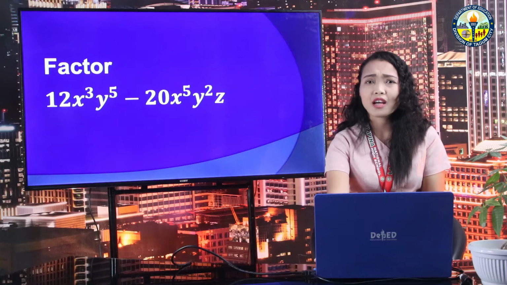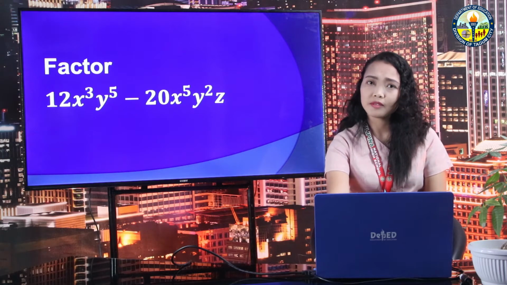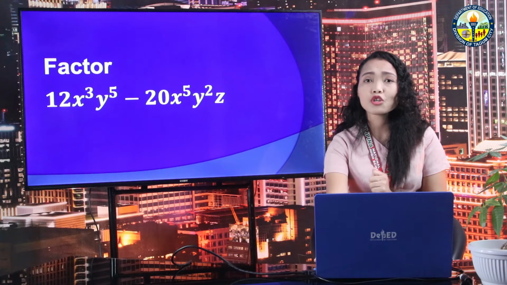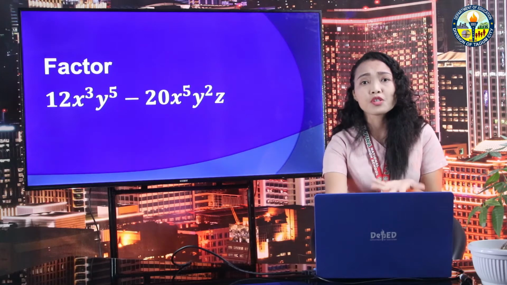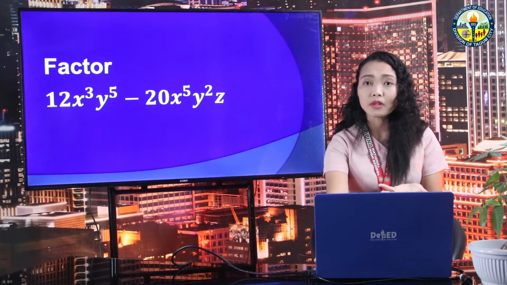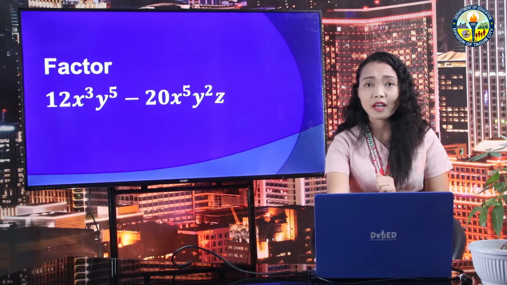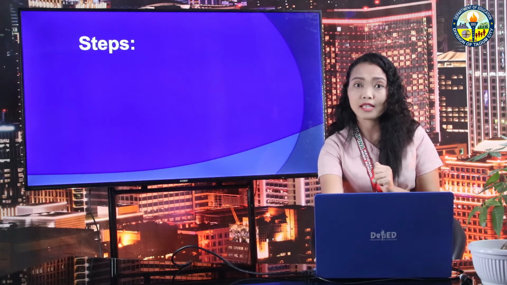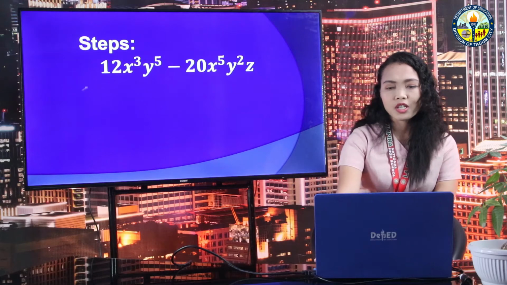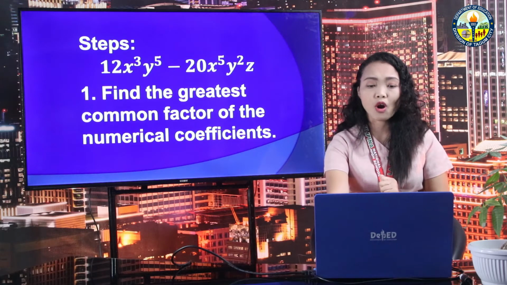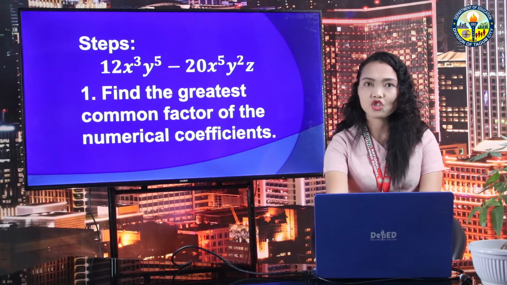Now, how are you going to factor this type of polynomial? What should you do? First thing to do, you need to observe the polynomial. If you observe that they have common factors, then you can apply factoring the greatest common monomial factor. But of course, you're going to apply the steps for you to solve it easily. So this time I am going to introduce to you the steps. Let's have the first step. You're going to find the greatest common factor of the numerical coefficients.